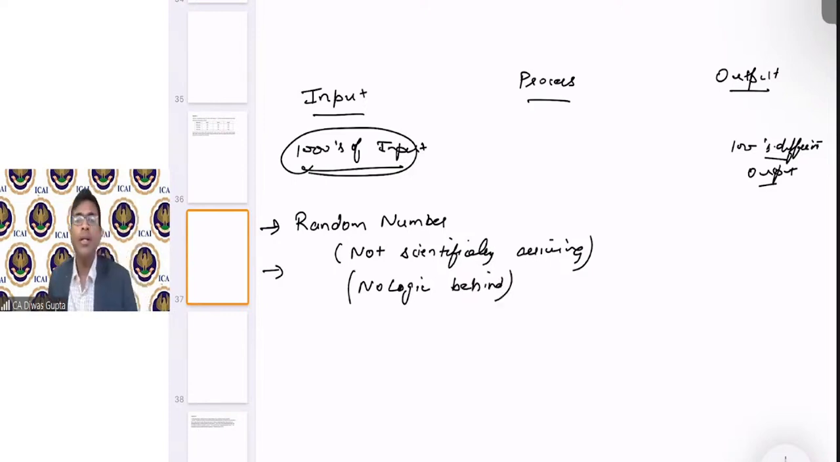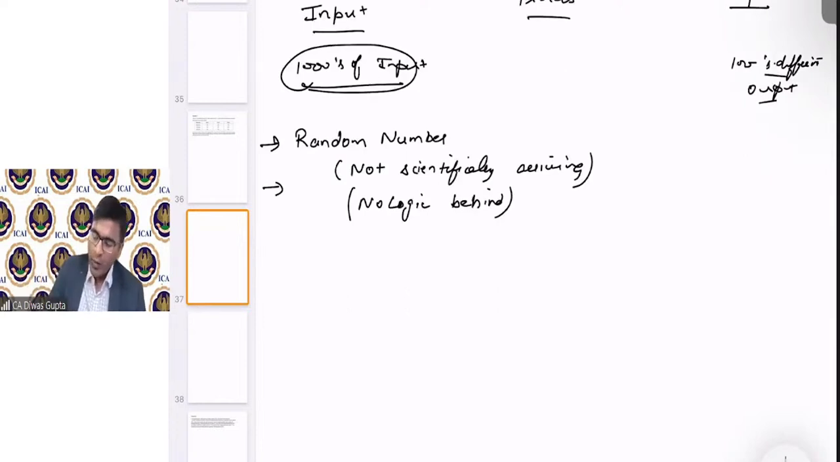The best way to understand this: if you open Microsoft Excel on your laptop or PC, there is a function called random. If you try that, every time it will throw a different number. For every enter, it will throw a different number. That is how a random number works, there is no sequence attached to it.